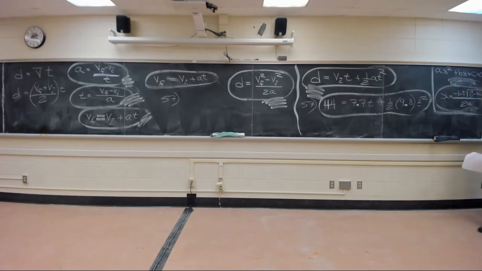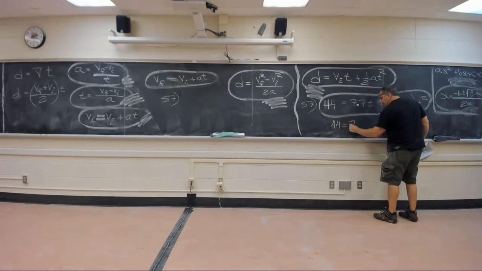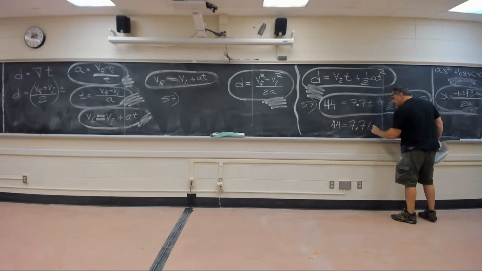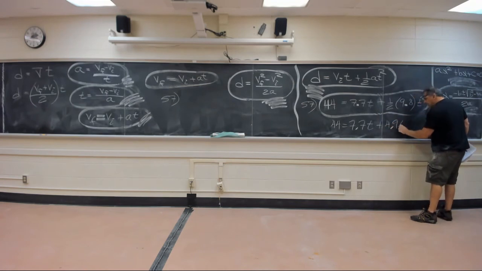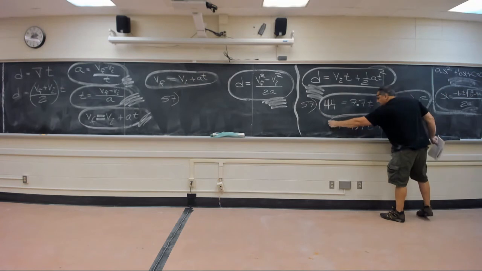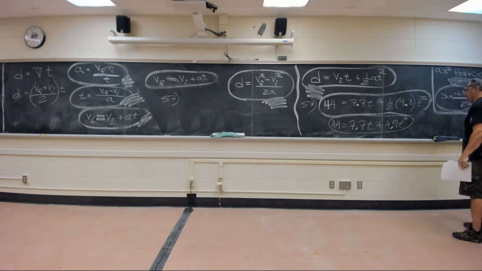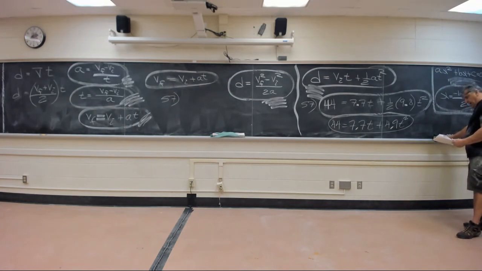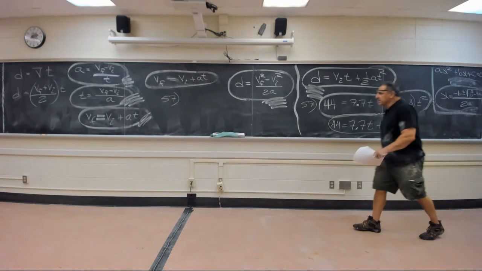So we got this. This is 44. This is 7.7 t. This is half of this, 4.9 t squared. So what is going on here? What's going on is we're going to do the setup on this thing. Why don't you subtract 44 on each side and set the whole thing equal to 0 and let's see what's going on here.